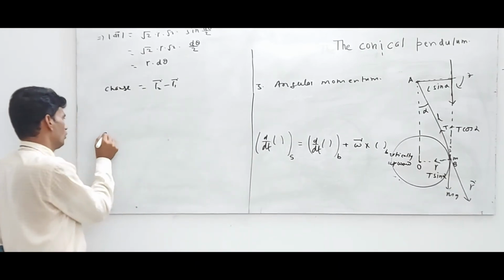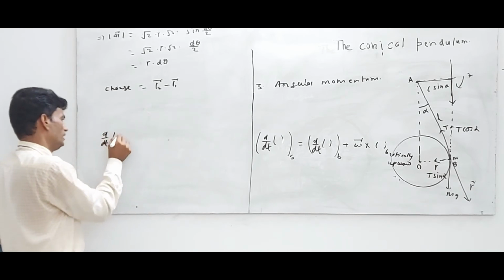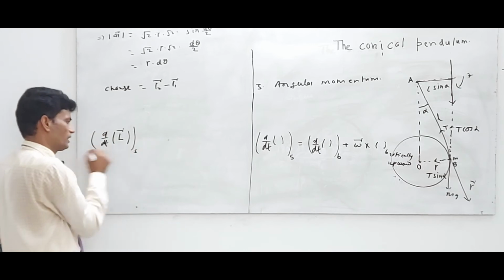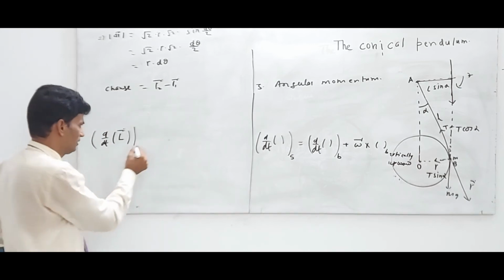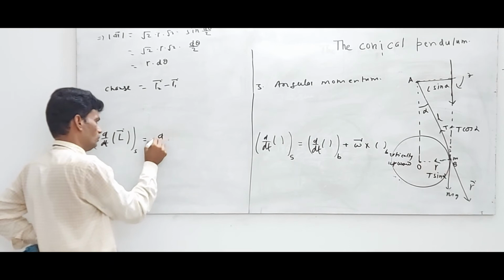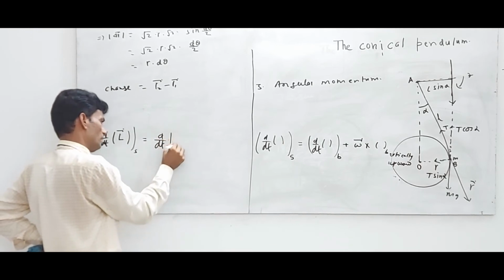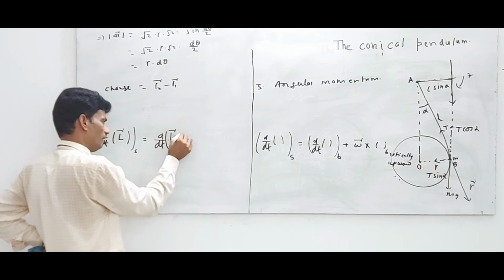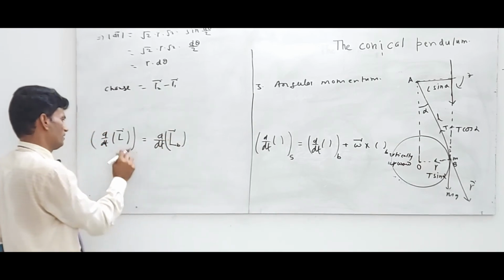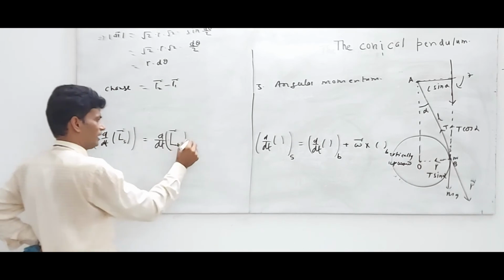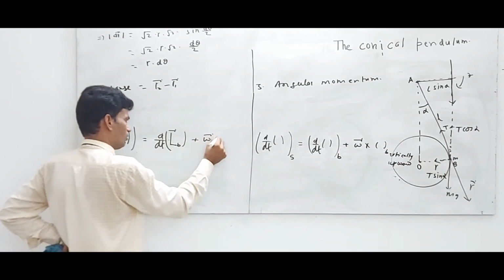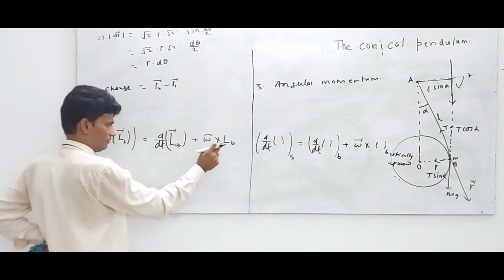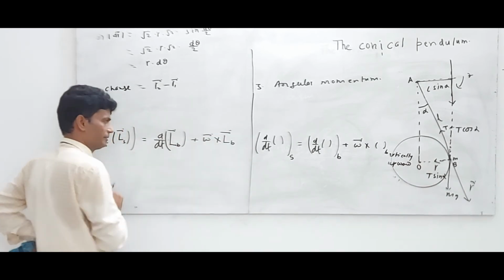So what are we going to study here? d by dt of angular momentum about some fixed space point is equal to d by dt of the angular momentum with respect to the body, you may write space like that, plus omega cross L body. Look at it.